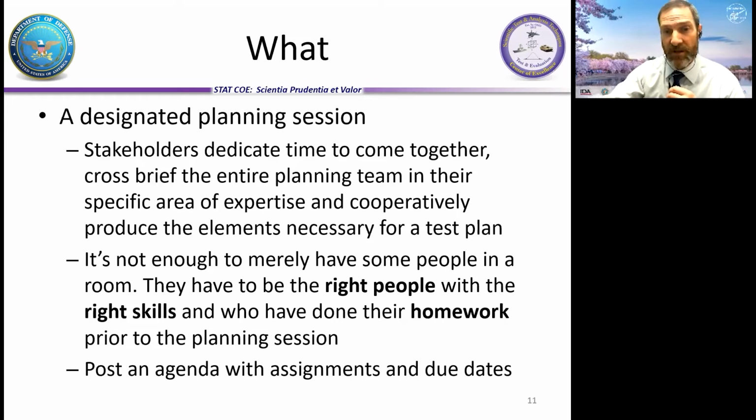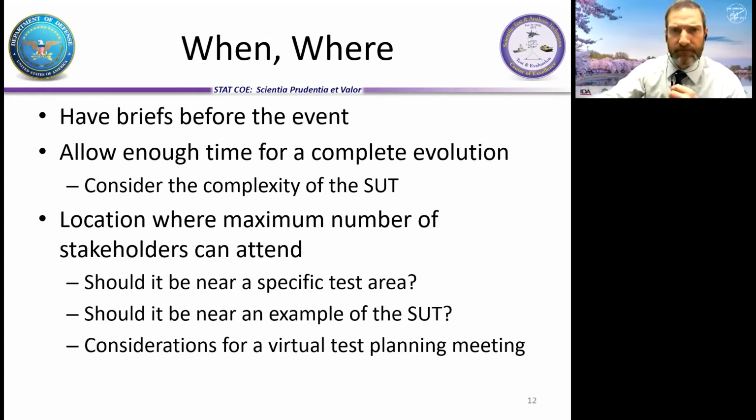That is facilitated by posting an agenda with the assignments and due dates. Talk to the systems engineers: what do you expect them to bring to the brief? What do you expect the operators to bring to the brief? So we talked about who, we talked about what, now when and where. Part of the when is when should those pre-meeting deliverables be due to the organizer? Have your briefs into me 1 week, 1 hour, whatever it is before that planning session, just to make sure folks are prepared.